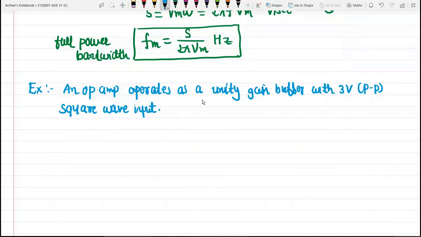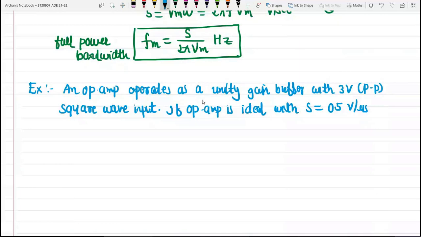Now if the op-amp is ideal with slew rate of 0.5 volt per microsecond, then we need to find out the maximum frequency of operation.